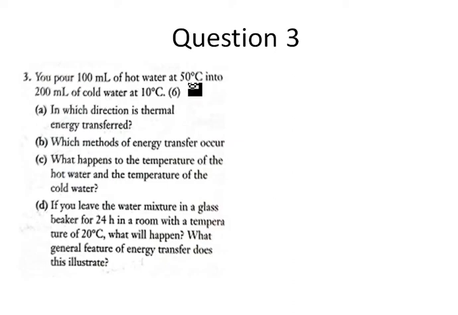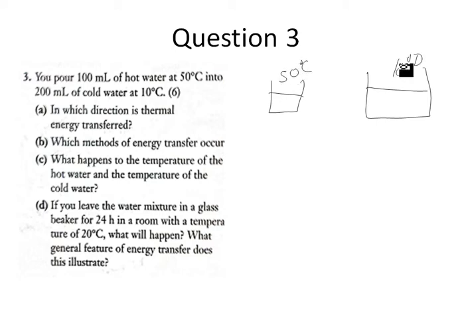You pour 100 mL of 50 degrees Celsius water into 200 mL of 10. So you've got 2 beakers, a 100 mL beaker and a 200 mL beaker. This one's at 50 degrees Celsius and this one's at 10 degrees Celsius. In which direction is thermal energy transferred? Well, if we mix them together, thermal energy always goes from hot to cold, so it goes in this direction.